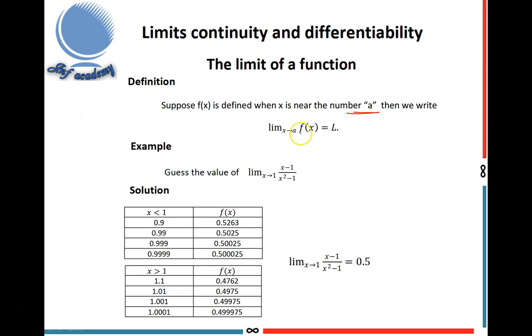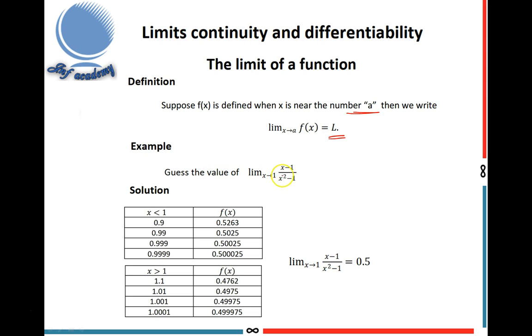And we say the limit of f of x as x approaches a equals L. That means we can make the values of f of x arbitrarily close to L by taking x to be sufficiently close to a but not equal to a. It is very important: x to be sufficiently close to a but not equal to a. This is the definition of the limit of a function. Next, I will give an example.